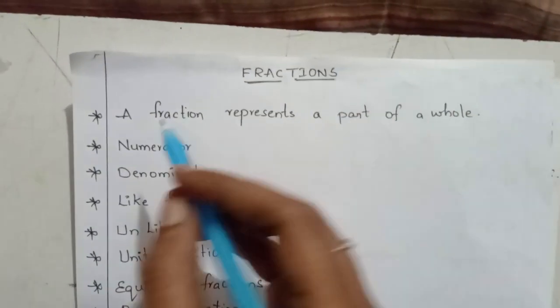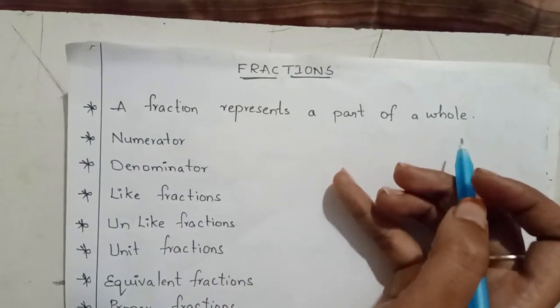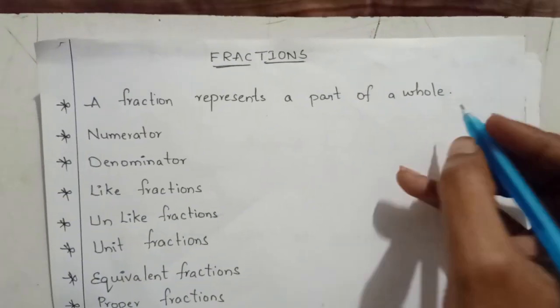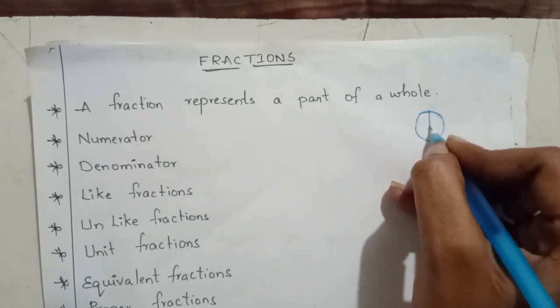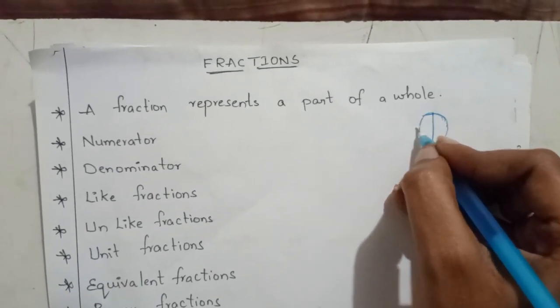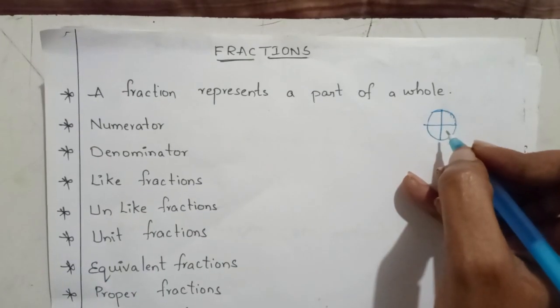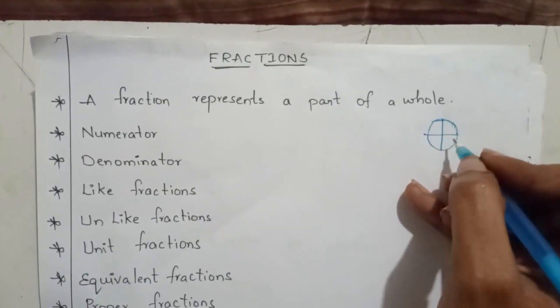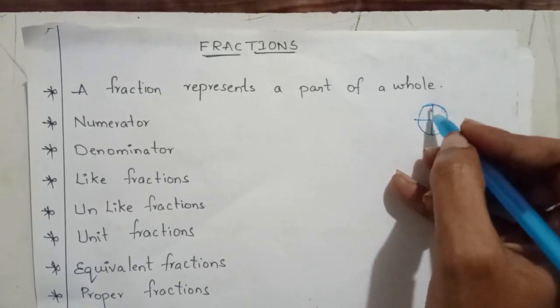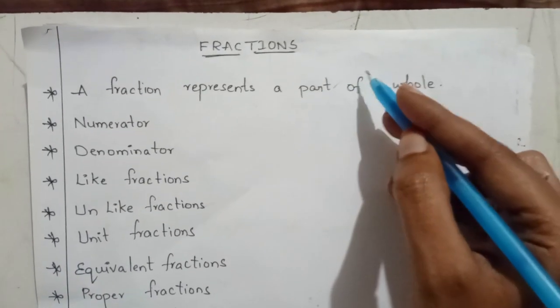Let's see fractions first. A fraction represents a part of a whole. So, as I told you before, when we divide a part into any number of equal portions or parts, for example, here I have a circle and I divided it into four equal parts. One part is called a fraction.